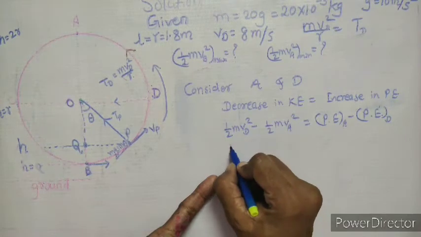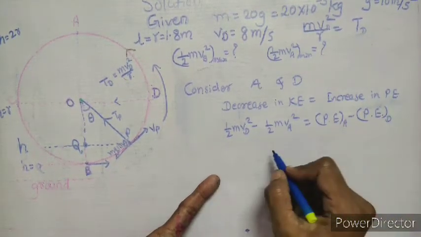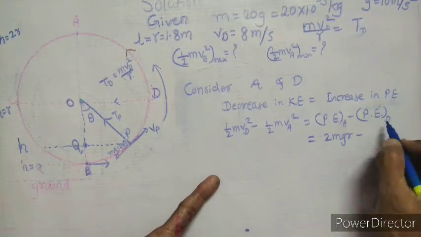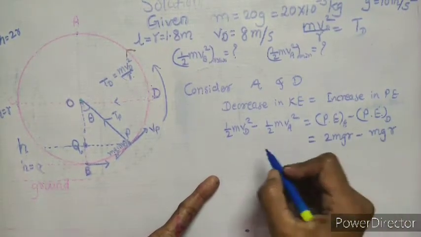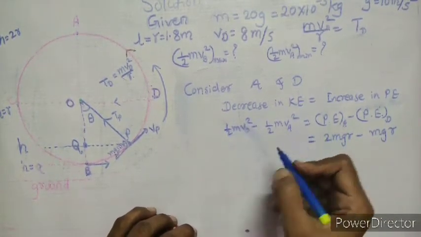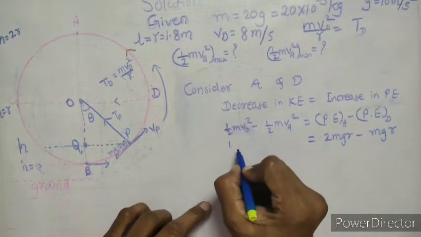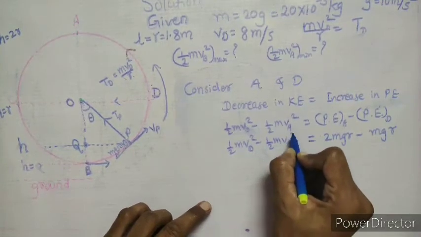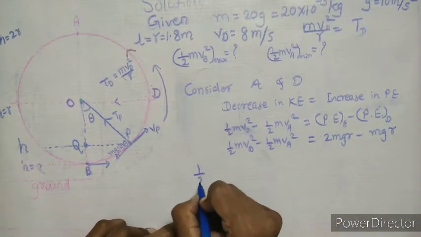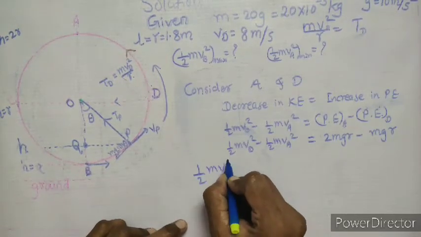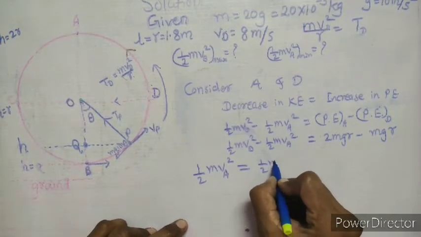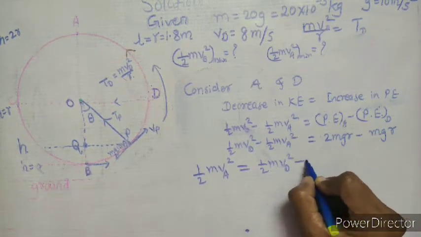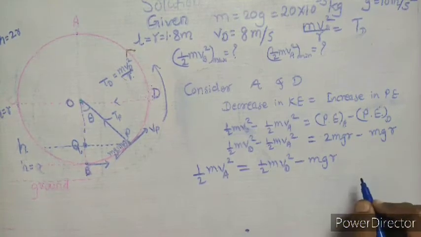Here, potential energy at A can be written as twice m g R, and for D it is m g R. So half m vD square minus half m vA square. Now taking half m vA square and adjusting the step, we get half m vD square, twice m g R minus m g R, which is plus m g R, and it can be subtracted from the other side, rearranging the terms.